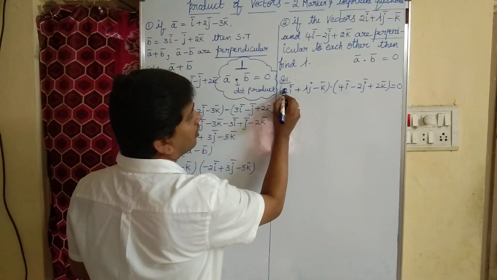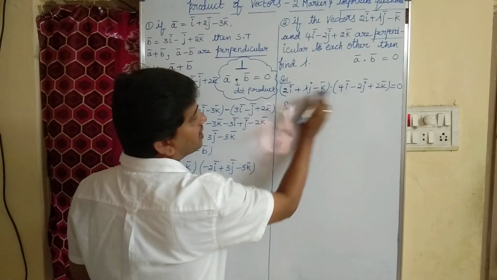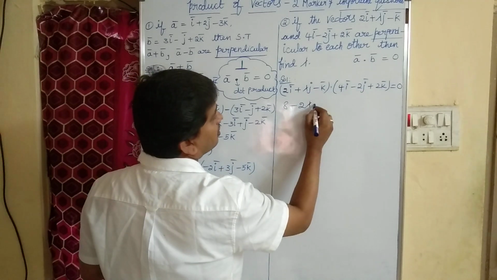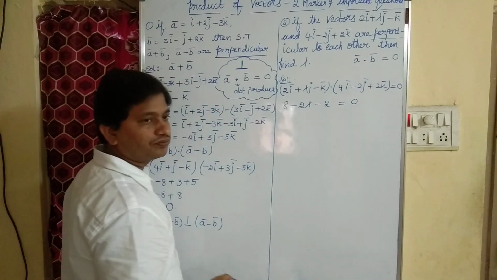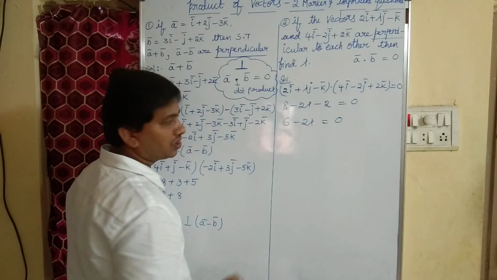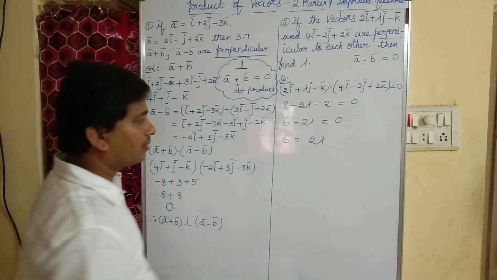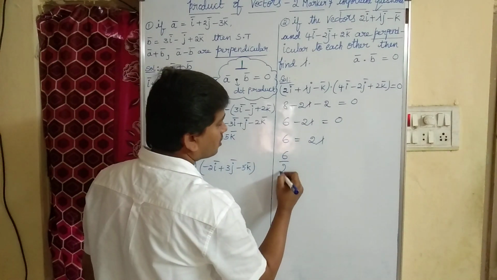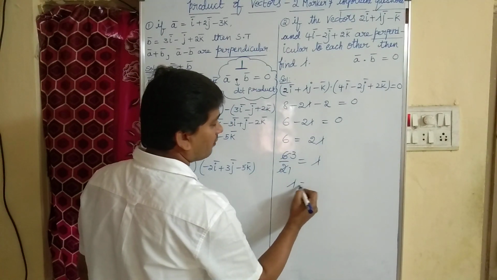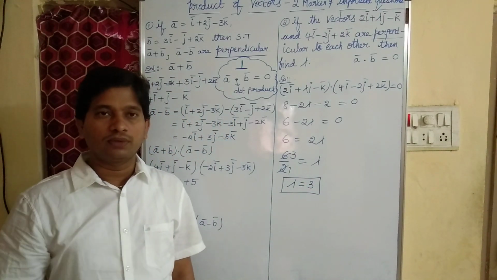So let us multiply: 2 into 4 is 8, plus, minus lambda into 2 is minus 2 lambda, plus minus into plus, minus 2, equal to 0. 8 minus 2 is 6, so 6 minus 2 lambda equals 0. If I transpose 2 lambda to the right hand side, 6 is equal to 2 lambda. As 2 is multiplying here, transposing, 6 by 2 equals lambda. That is 3. So what is the value of lambda? The value of lambda is 3. So this is our second problem.